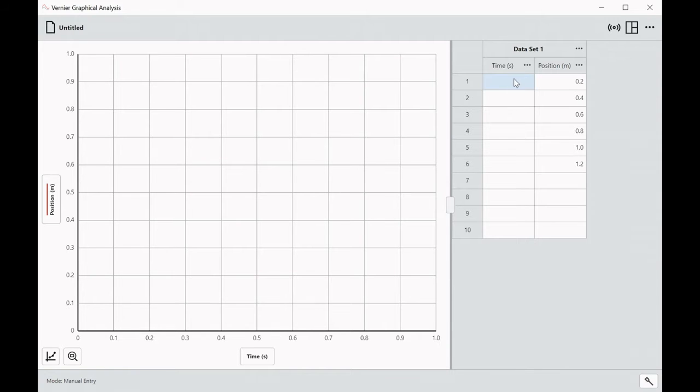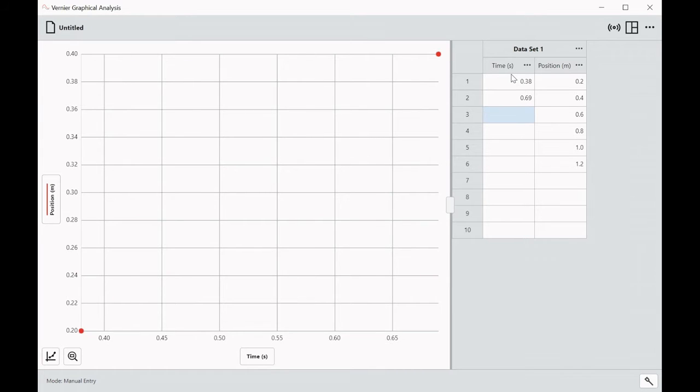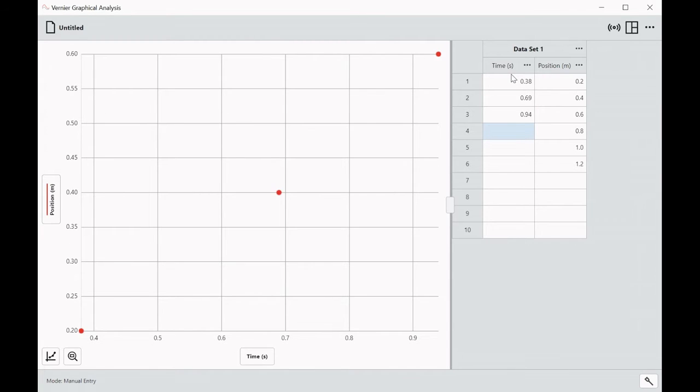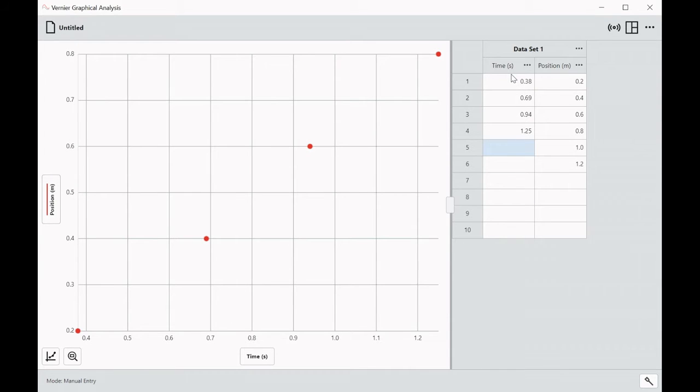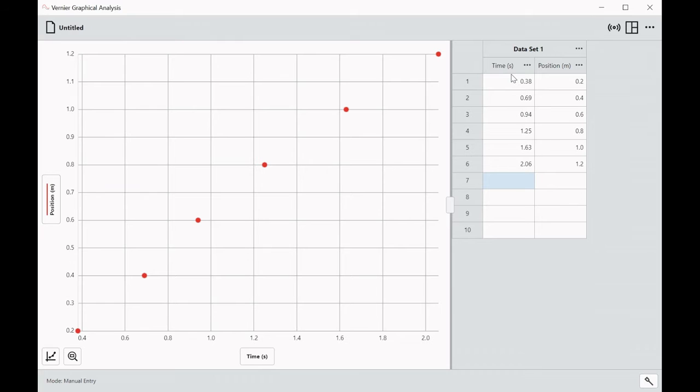And then the times that we measured, you saw the stopwatch on the screen. For 0.2 meters was 0.38 seconds. For 0.4 meters was 0.69 seconds. 0.6 meters was 0.94 seconds. 0.8 meters was 1.25 seconds. And then 1.63 seconds, and finally 2.06. All right, so we've put our numbers in there, and you can see we have a pretty nice straight line there.